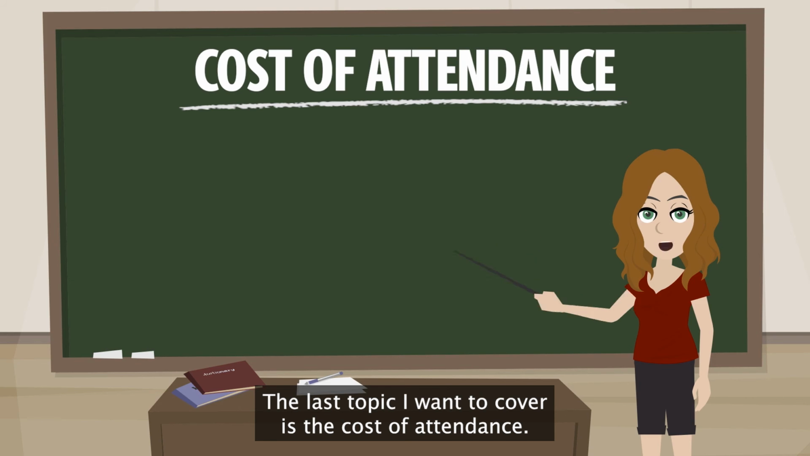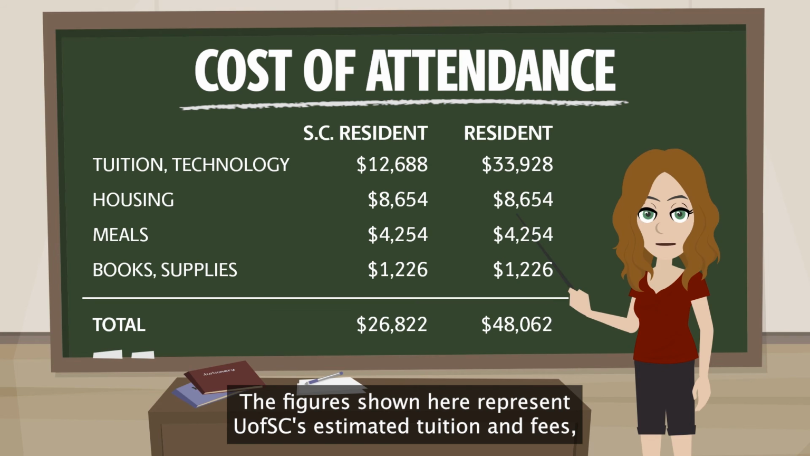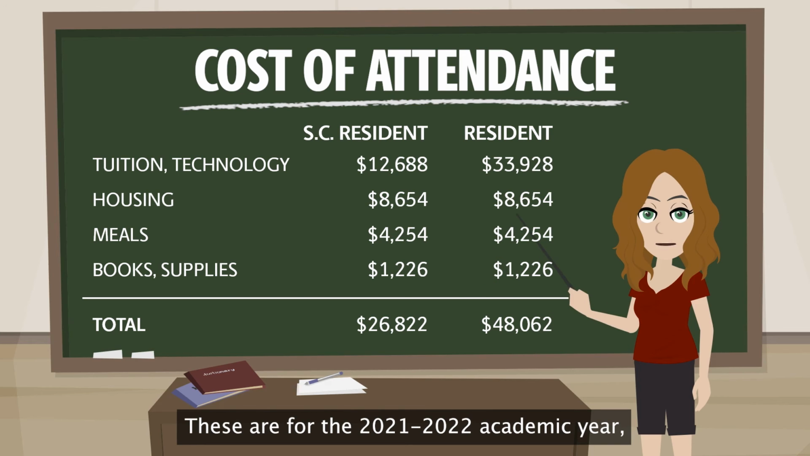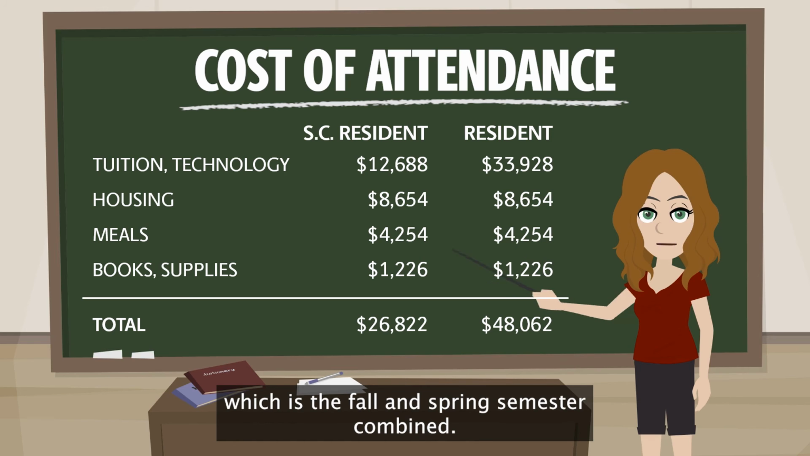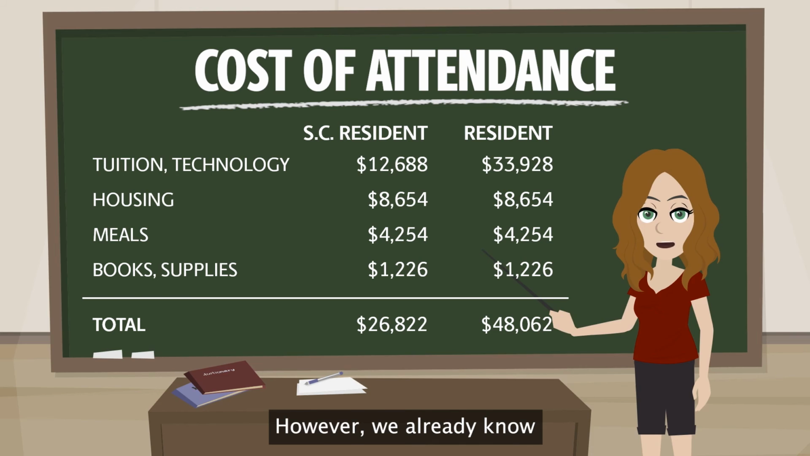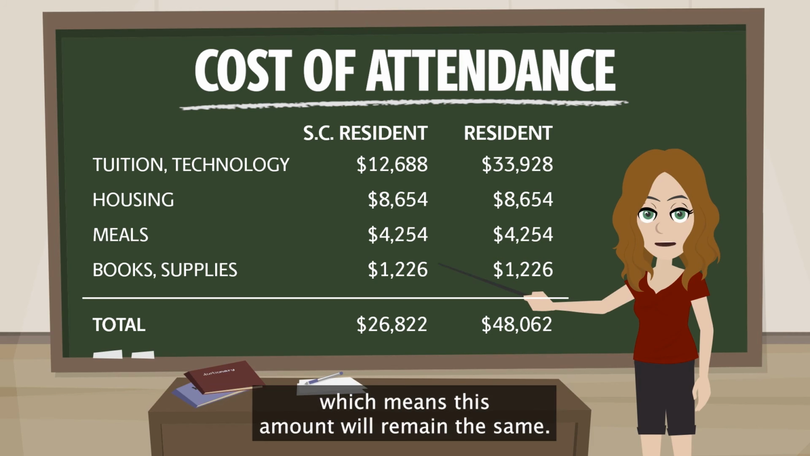The last topic I want to cover is the cost of attendance. The figures shown here represent U of SC's estimated tuition and fees, what we like to call our sticker price. These are for the 2021-2022 academic year, which is the fall and spring semester combined. This summer, the Board of Trustees will set the final prices for 2022 and 2023. However, we already know the board has voted to freeze tuition costs for the next academic year, which means this amount will remain the same.